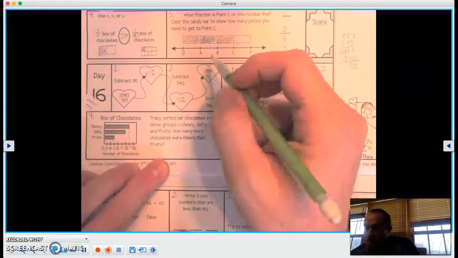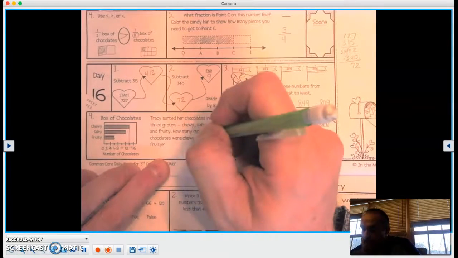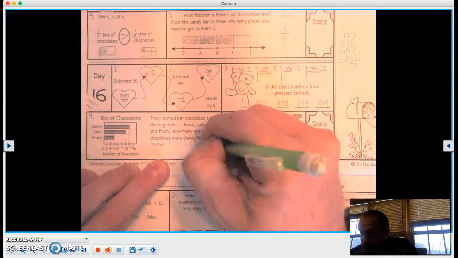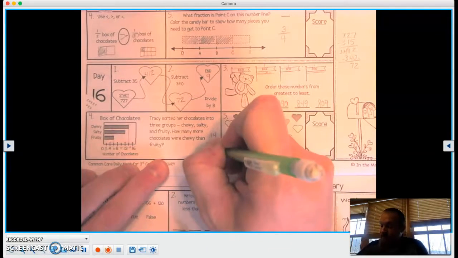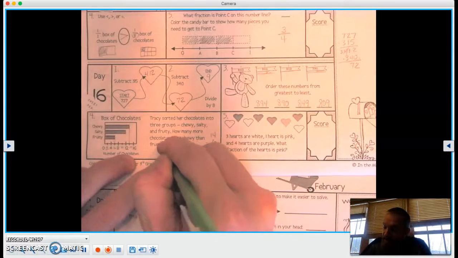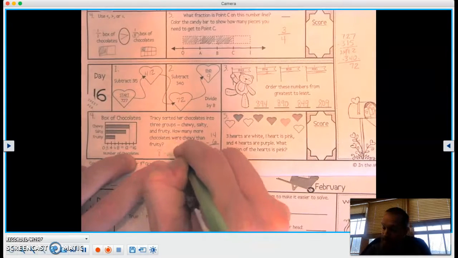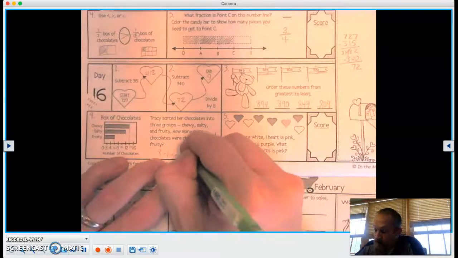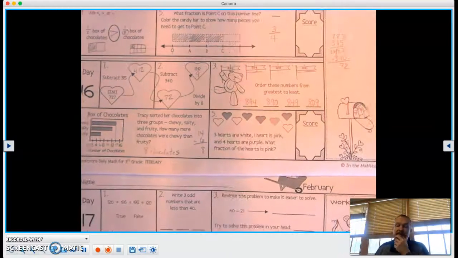Okay. Fruity. Fruity is 6. So 14 minus 6 is 8. So how many more chocolates were chewy? 8 chocolates. Nice job. All right. Sorry, let me make a better S for you. There we go.